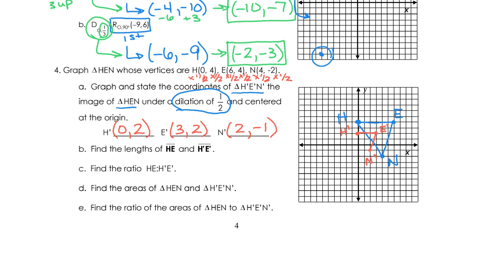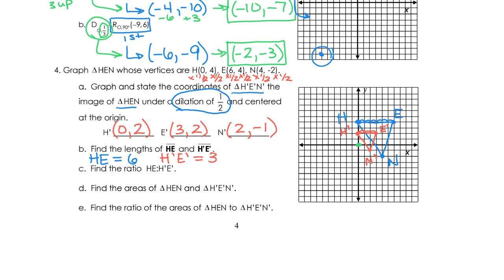So notice what happened to our triangle. It got smaller. It also got closer to the center of our dilation, which is the origin. Okay. So now in part B, they want us to find the lengths of HE. And since HE is a horizontal line segment, all you have to do is count blocks. So that's 1, 2, 3, 4, 5, 6 units long. And now if I count H prime to E prime, which is also a horizontal line segment, 1, 2, 3.